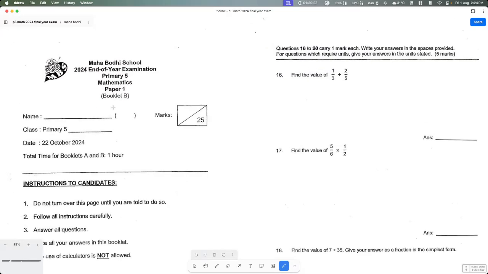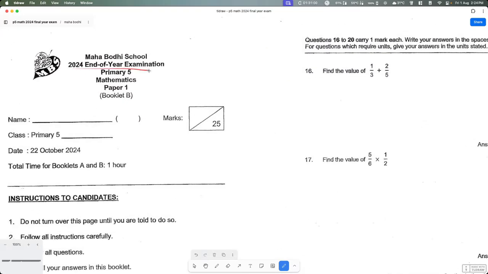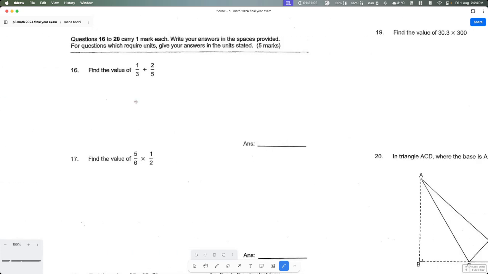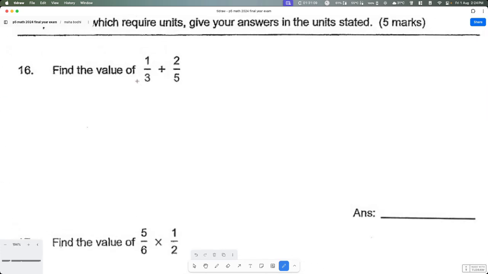Alright, in this video, I'm going to go through Maha Bodhi School 2024 end of year examination, Primary 5 Mathematics, Paper 1, Booklet B. So let's get started. Question number 16.